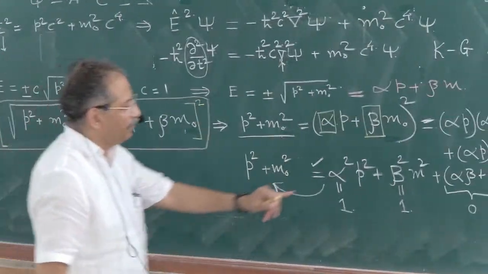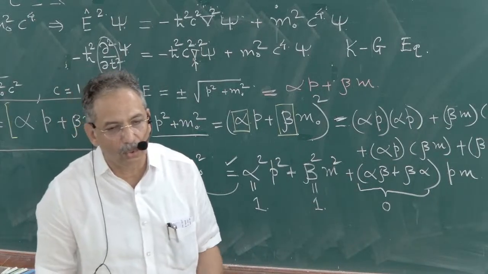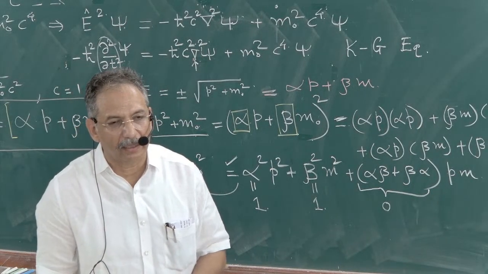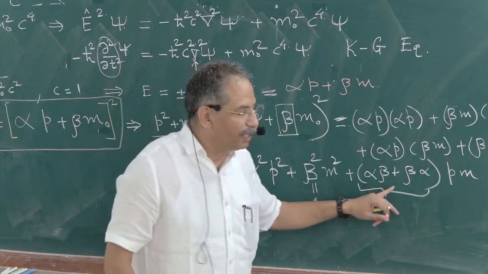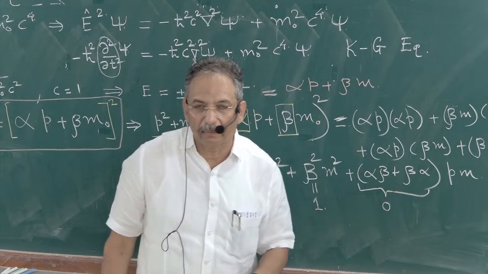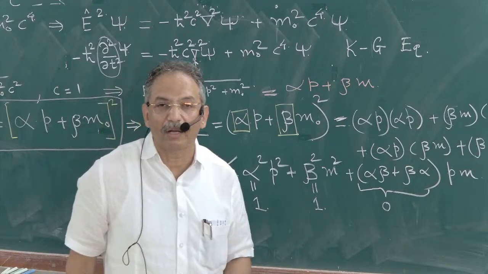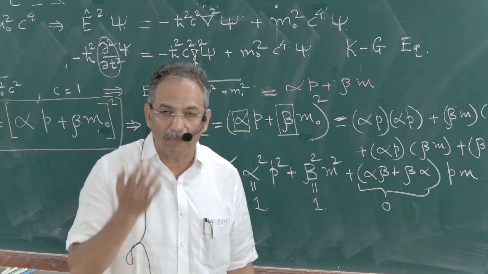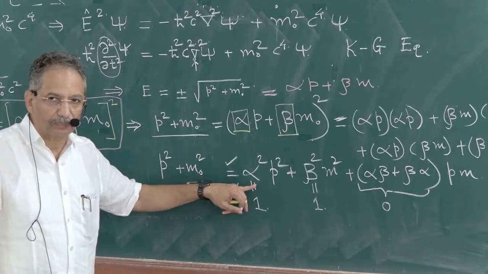Now, if you consider that alpha and beta are numbers, then 3 into 2 will be 6, and 2 into 3 will also be 6. So that will lead to number 12. So this is not permitted. So we gather basically information here that alpha and beta are not normal numbers. They are some objects which should behave in this fashion.